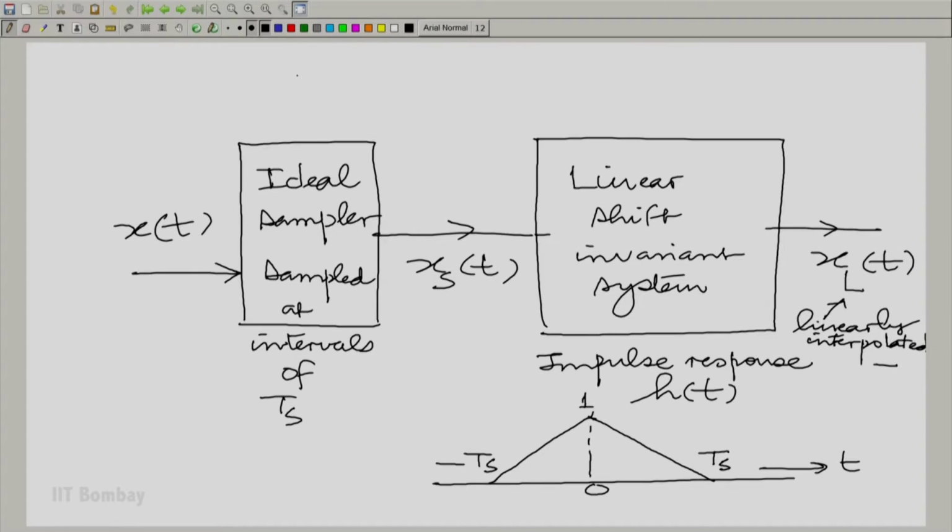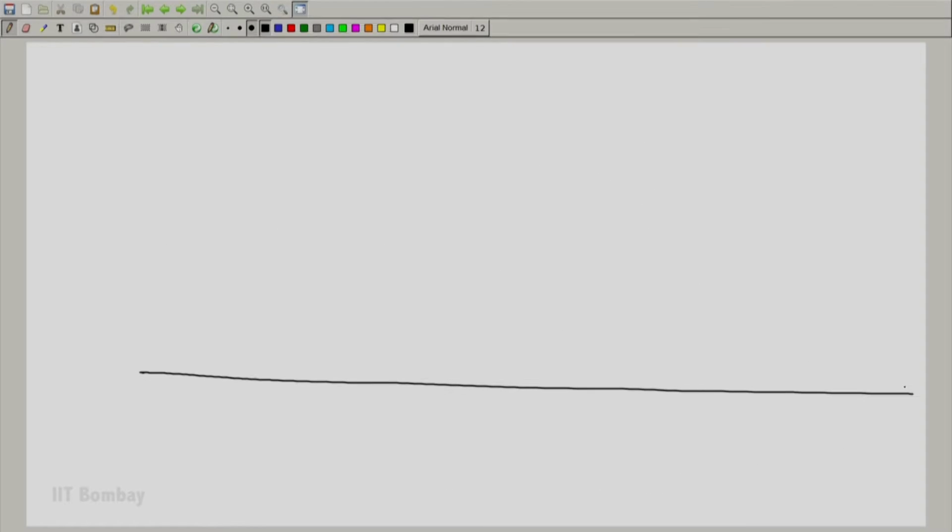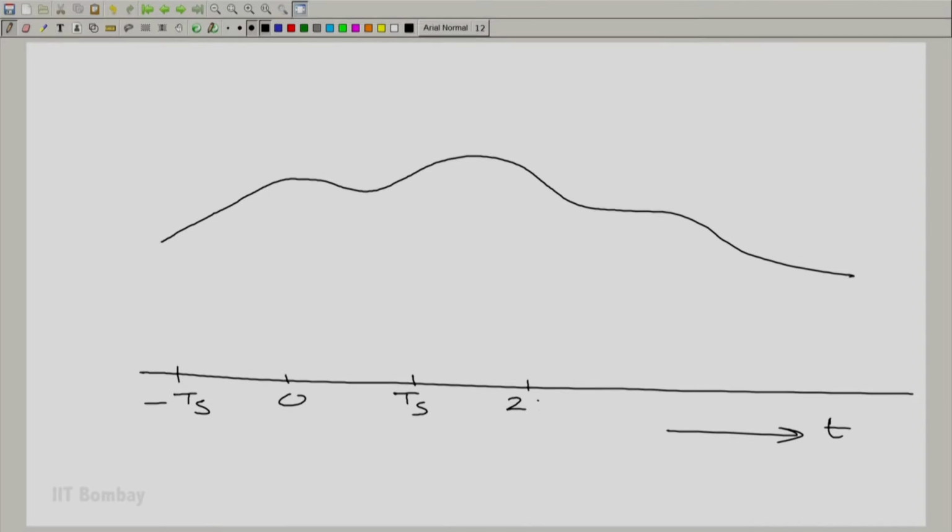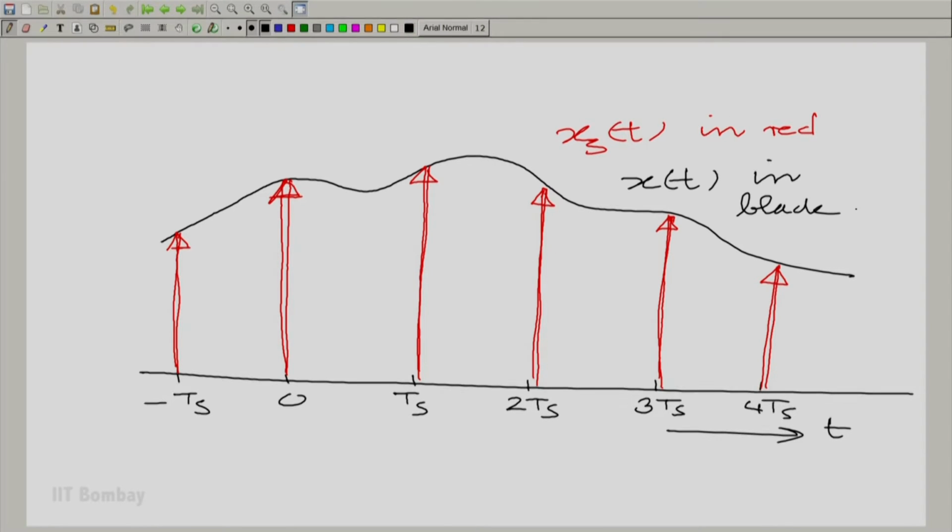Let us sketch this for a typical situation. As usual, let us take a signal, a smooth signal if you please. Mark the sampling instants, identify the samples. So, let me draw xs(t) first. I am showing xs(t) in red. And now, what would happen when you pass it through the linear shift invariant system? Every impulse is going to get replaced by the impulse response, and then you have these discrete impulses. So, you would essentially have these impulse responses duly shifted and scaled, and then of course added together.